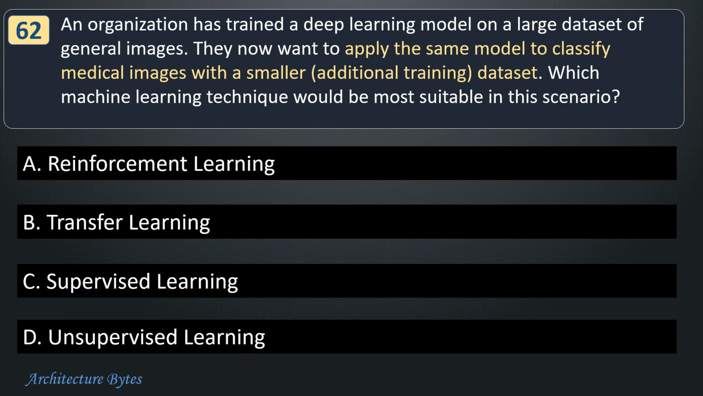An organization has trained a deep learning model on a large dataset of general images. They now want to apply the same model to classify medical images with a smaller dataset. Which machine learning technique would be most suitable in this scenario? Our options are reinforcement learning, transfer learning, supervised learning, or unsupervised learning.